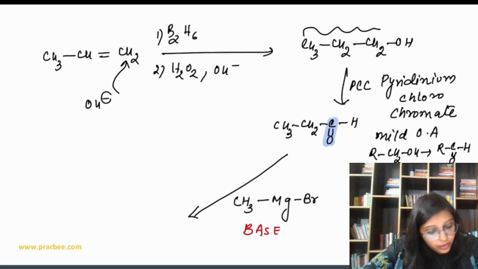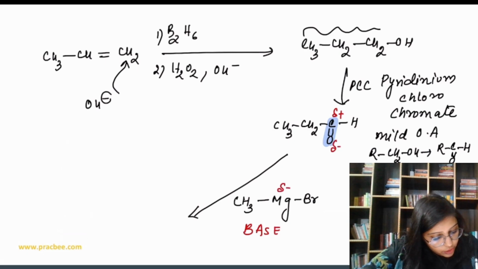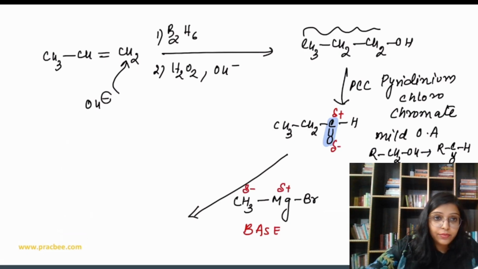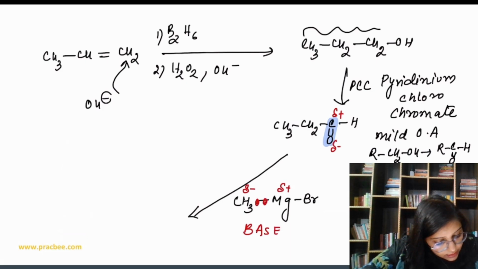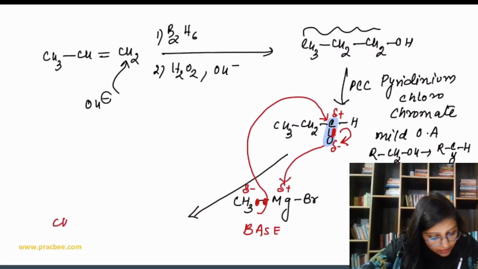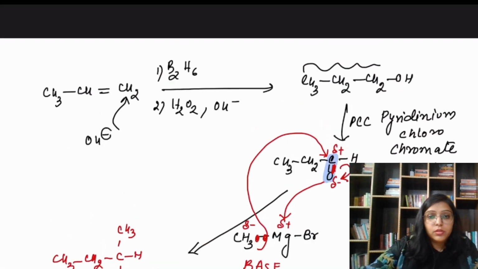So the C double bond O bond is polar, delta positive, delta negative. Here magnesium is delta positive, carbon is delta negative. Why? Because magnesium is a metal, it is electropositive, while CH3 is delta negative. So CH3 takes these 2 electrons and attacks this carbon. The electrons of this bond shift to oxygen, and oxygen forms a bond with Mg. So we have CH3CH2C(CH3)H OMgBr.